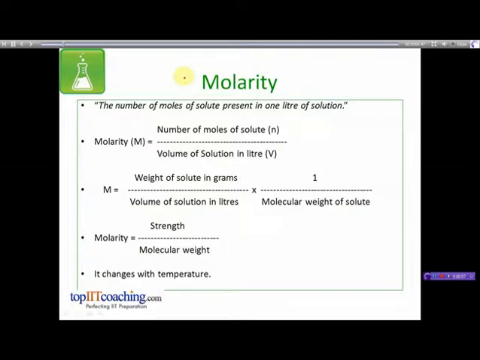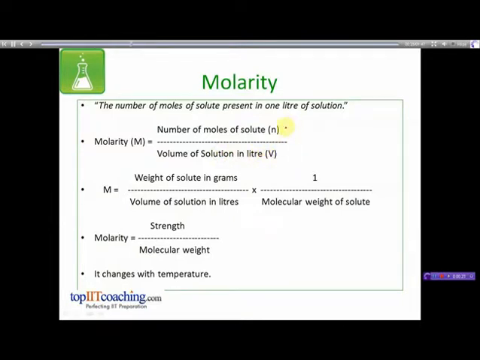Molarity can be defined as the number of moles of solute present in 1 liter of solution. It is denoted by capital M. We can write the general formula of molarity as M is equal to number of moles of solute, which can be denoted by a small n, divided by volume of solution in liters, denoted by capital V.